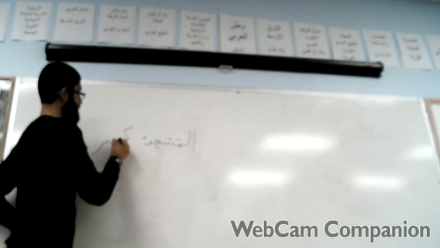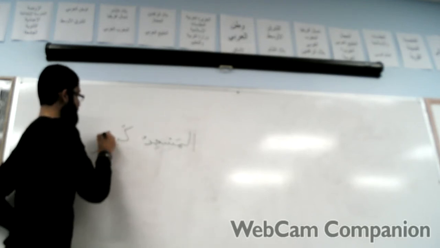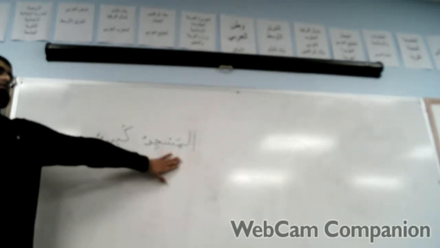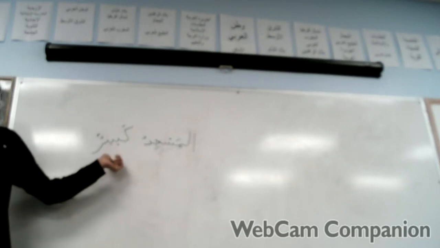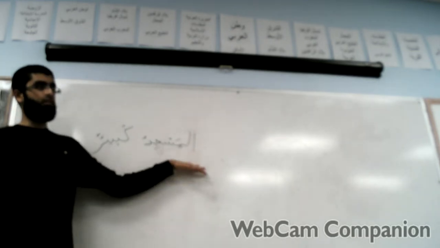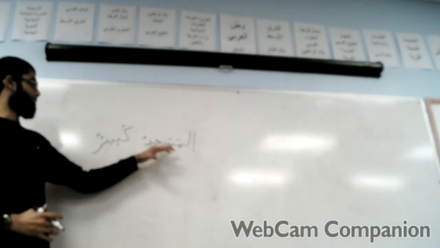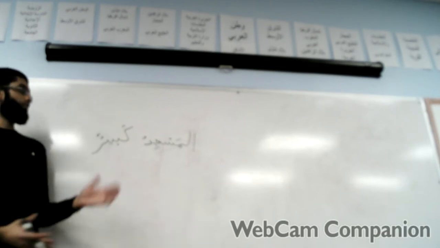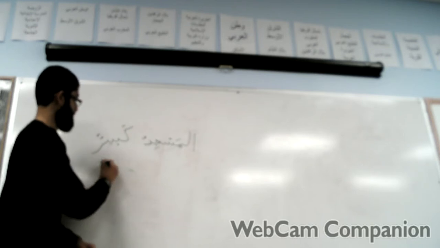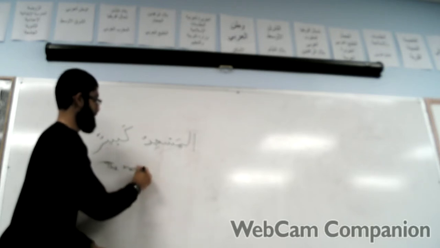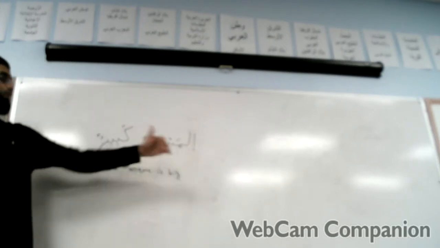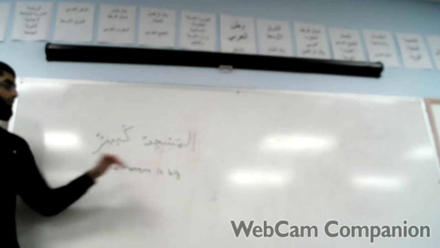So in this example, what does this say? Al masjidu kabirun, right? Is this definite? Yes. Is this indefinite? Yes. So the masjid is big. In this case, the masjid is definite, it has al, but how you're describing it is indefinite. So this is a complete sentence: the mosque is big. Here's your mubtada, your subject, and here's your khabar, your predicate.